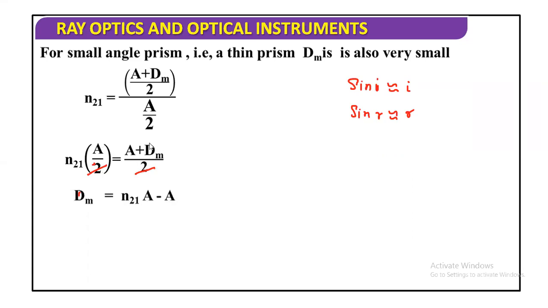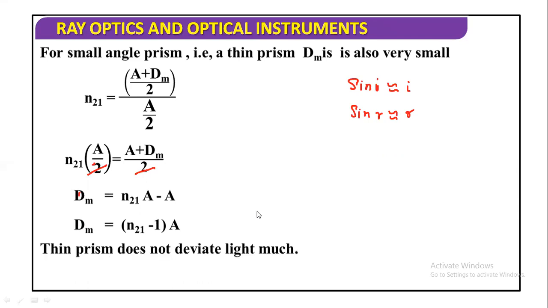Now we can find this minimum deviation. The minimum deviation becomes equal to N21 A minus A, and finally we get delta M is equal to (N21 minus 1) A. So this is the case of minimum deviation. For a thin prism, the angle of prism is very small, so the deviation is also very small. But for a thick prism, the angle of prism will be large, so the deviation will be large.